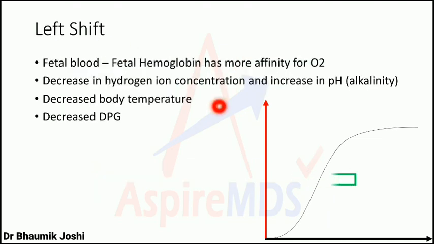Whereas the factors such as fetal blood, now fetal blood has hemoglobin which is different from our adult hemoglobin, that is known as fetal hemoglobin. This fetal hemoglobin has more affinity for oxygen. So if oxygen affinity is more, obviously the oxygen will enter the hemoglobin and the curve will shift to the left. Same way the factors reverse to the ones that are causing right shift, that is when there is increased alkalinity, when there is decreased temperature, and when there is decreased DPG, the curve will shift to left.